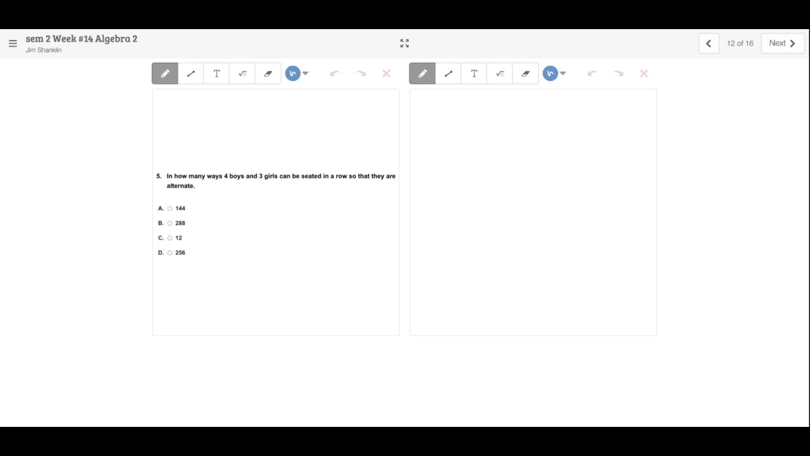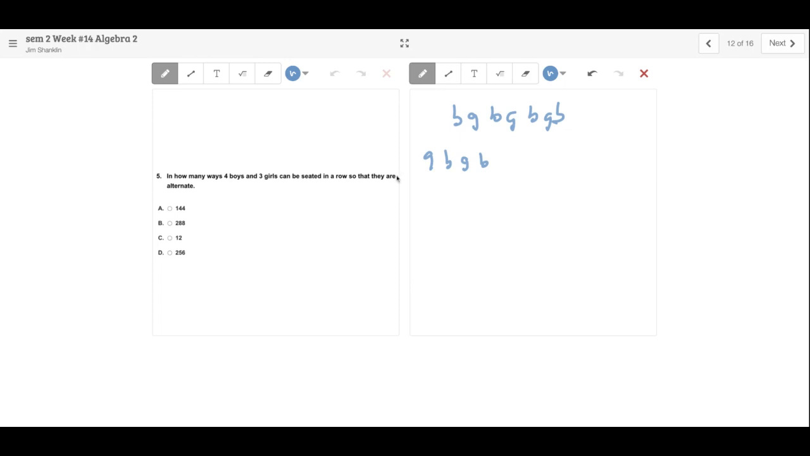Letter C. Letter A. I went with A. And this is what I did in this problem. I just looked at this and I said, okay, boy, girl, girl, boy. So I could have boy, girl, boy, girl, boy, girl, boy, or I could have girl, boy, and these would all be different things here.